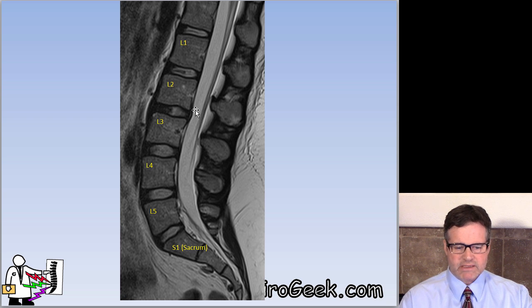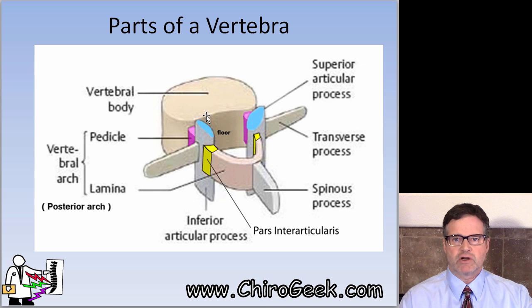This bright white stuff, by the way, is cerebral spinal fluid, and that's how we can tell this is a T2 weighted image. Now let's look at the parts of a vertebra real quick. The vertebra has two parts. It has a vertebral body, which is a bean-shaped block of bone, and a posterior part called the posterior arch, which is, as the name describes, an arch of bone.